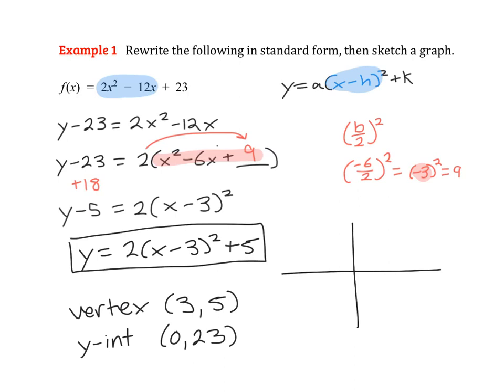Let's say here's 3, 5. And I have an upward facing graph, so it looks something like this. And this should be 23, and let's say this is 3, 5. Now this is not drawn to scale, and of course this is just a sketch. You should also be able to provide a much more accurate one if requested.